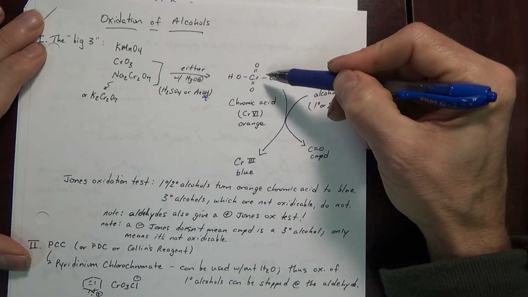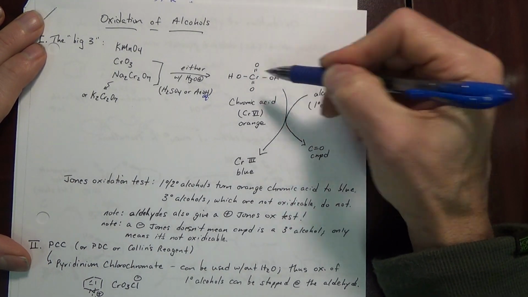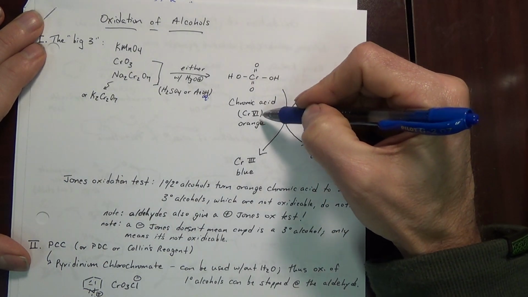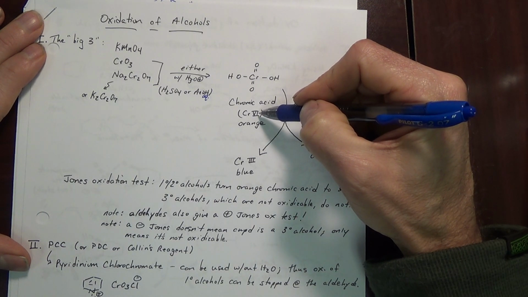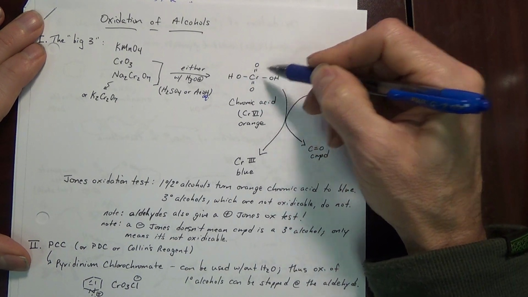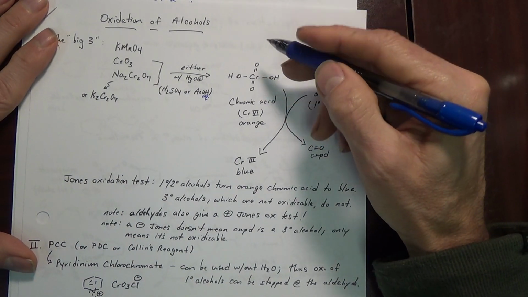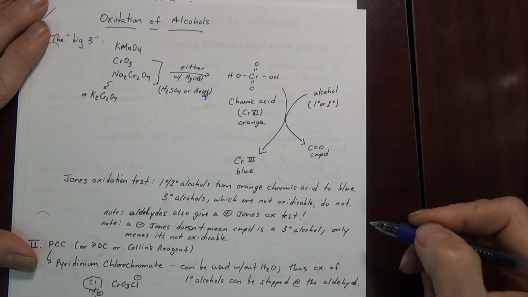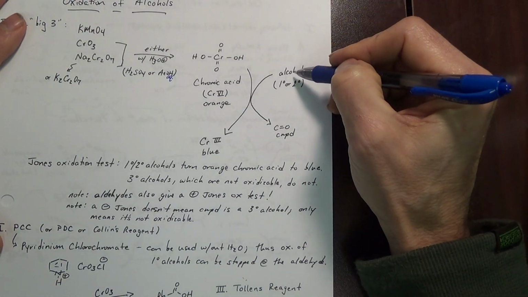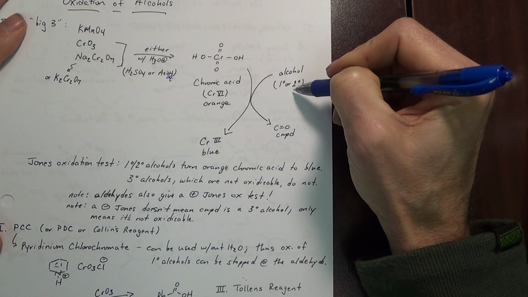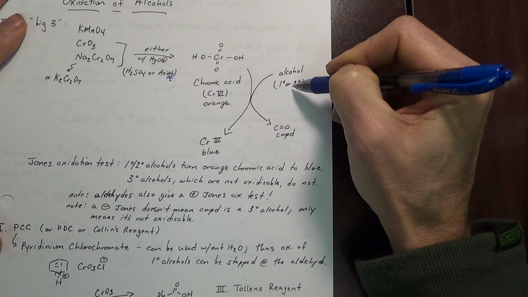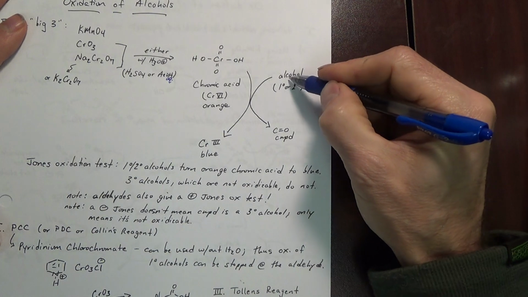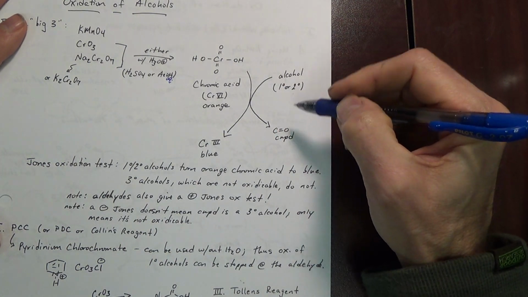Now, chromic acid looks a lot like sulfuric acid, except chromium instead of sulfur here. And in chromic acid, the chromium has an oxidation state of 6, if you can judge oxidation states of metals here. And chromium 6 reagents are typically orange. Now the alcohol, either primary or secondary, because a tertiary alcohol doesn't react here, reacts with the chromic acid. It gets oxidized to the carbonyl compound.